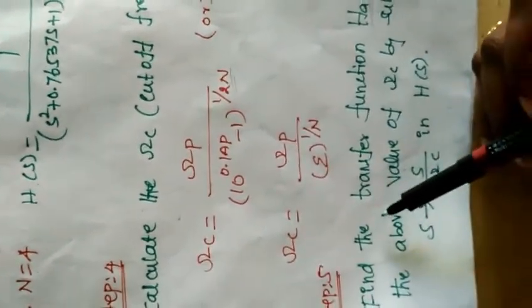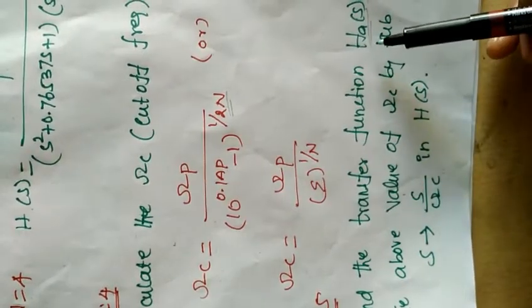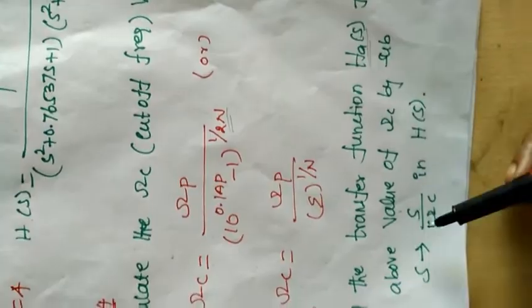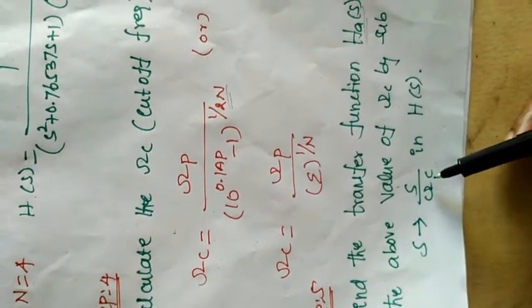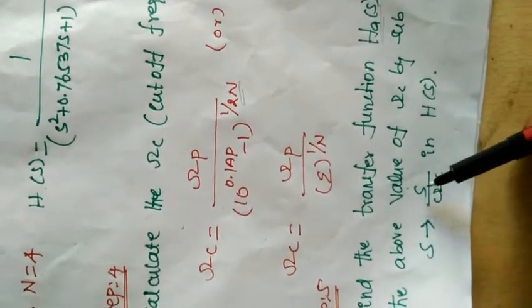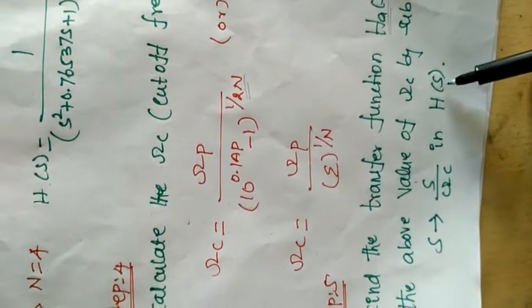Step number 5: here we have to find the analog transfer function, that is H suffix A of S, by substituting the value S as S by OMC. This OMC we calculated in step number 4. Replace the S value as S by OMC and find the H of S.